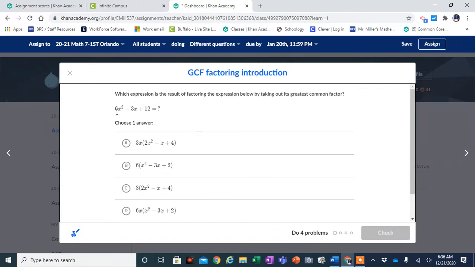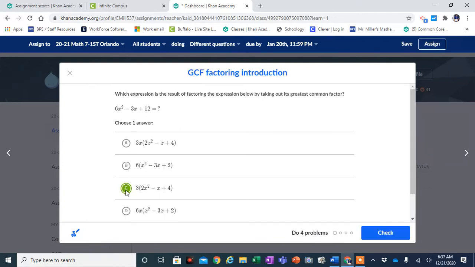All right, so we see 6x squared minus 3x plus 12. There is no x with the 12, so we can pull out only a number. So it can't be A and it can't be D. Now there's a 3, so factors of 3 are not 6. Factors of 3 are only 1 and 3. So the answer has to be C. 3 times 2 is 6x squared. 3 times -3 is -3x. 3 times 4 is 12.